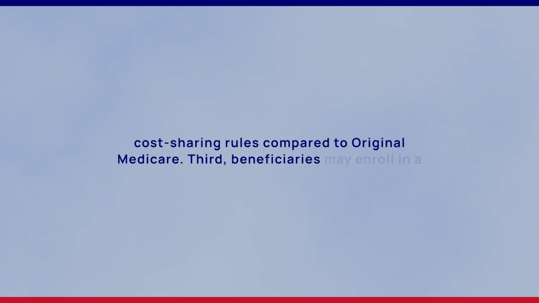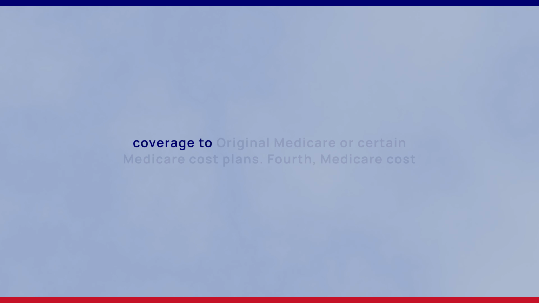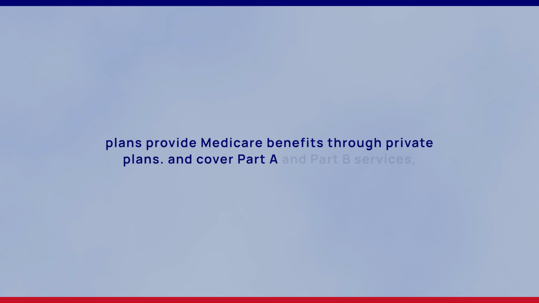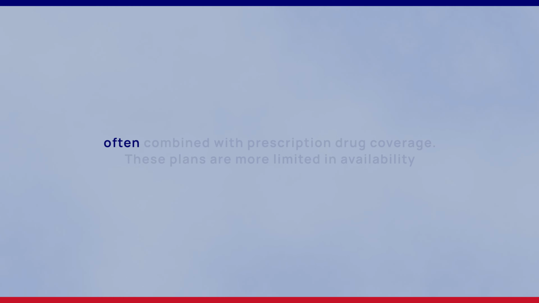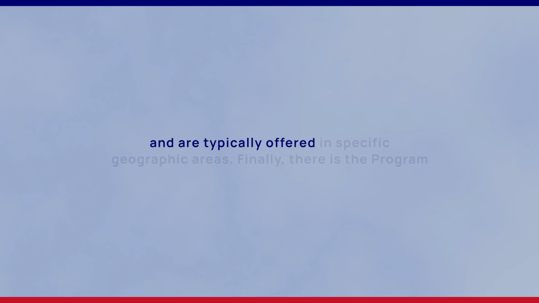Third, beneficiaries may enroll in a Medicare Prescription Drug Plan, or PDP, if they wish to add outpatient prescription drug coverage to Original Medicare or certain Medicare cost plans. Fourth, Medicare cost plans provide Medicare benefits through private plans and cover Part A and Part B services, often combined with prescription drug coverage. These plans are more limited in availability and are typically offered in specific geographic areas.